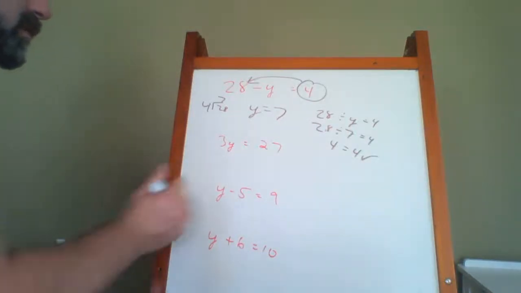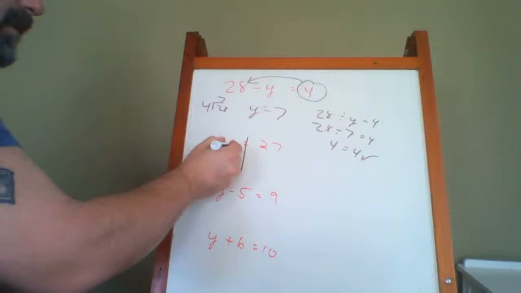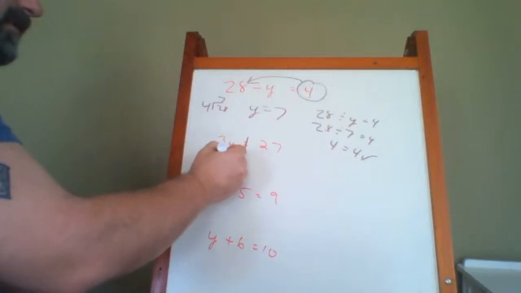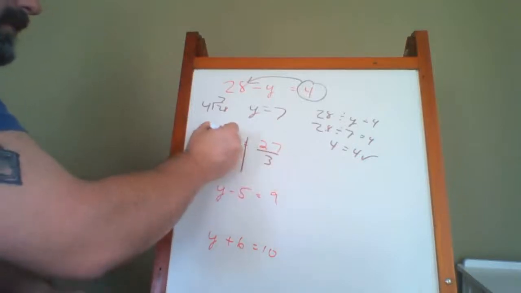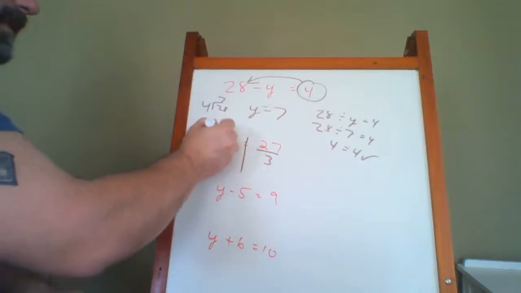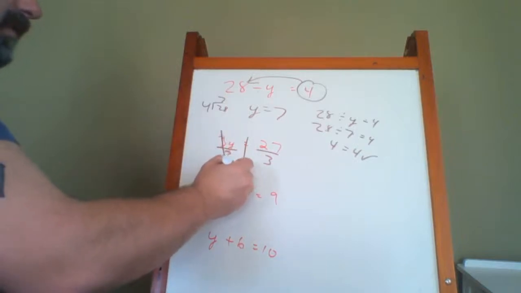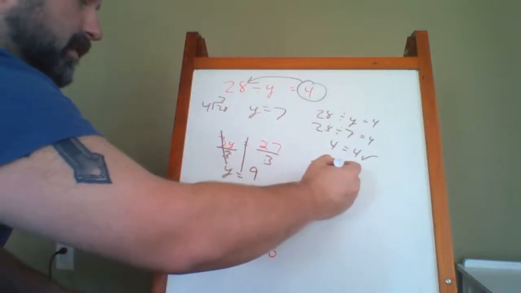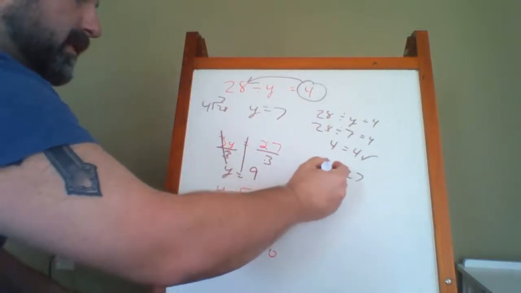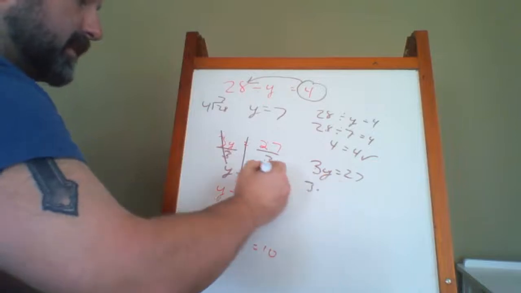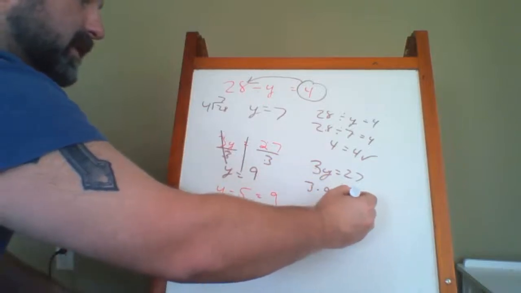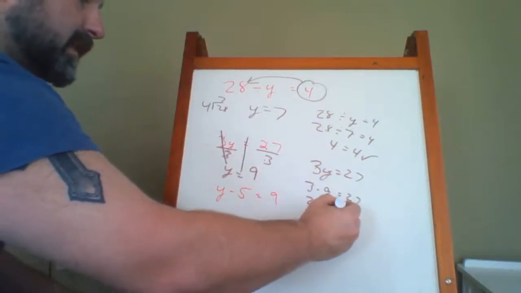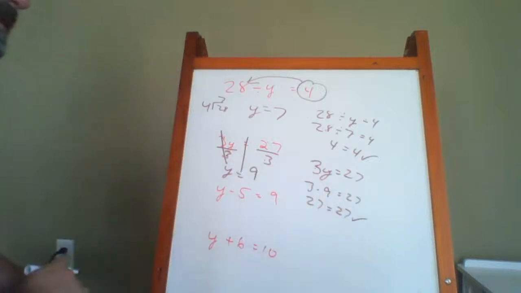Next one, 3y equals 27, draw our wall. 3 and y are being multiplied. The opposite is to divide each side by 3. Multiplying and dividing are opposites, so they cancel out. Just leaves you with y, and 3 goes into 27 9 times. Checking it, 3y equals 27. 3 times y is 27, so we'll say 3 times, in this case, 9 equals 27, and 3 times 9 is 27. 27 equals 27, it checks.